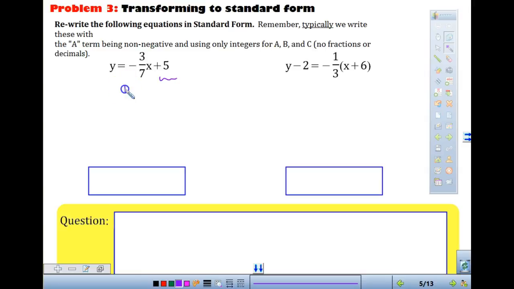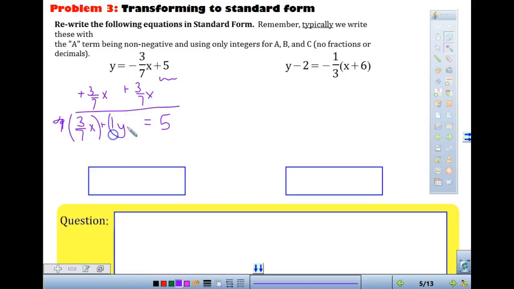Add 3/7 x. I want the x to be positive, so I am definitely going to add 3/7 x, and I want it to almost look like standard form. I'm always going to put the x first, so I'm going to put 3/7 x plus 1y, if that helps me, equals 5. And I do agree, Gavin, we do want to multiply everything by 7. You could have done it right away. At this point, we are going to take each of these times 7.